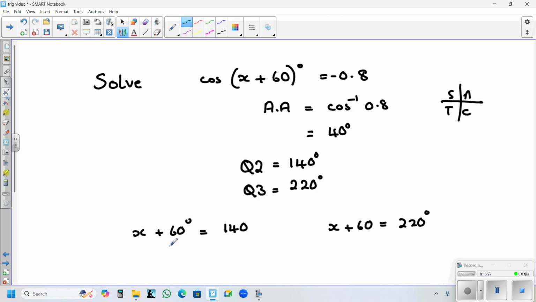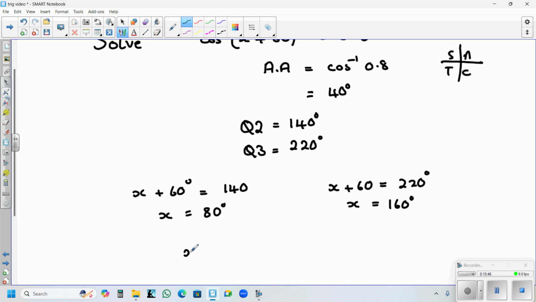I don't want that add 60 to be there, so I'm taking away 60 from both sides. So x will be equal to, if I take 60 away from that side, it's going to give an answer of 80 degrees. Over here, take 60 away from both sides, and I take 60 away from there, I've got 160 degrees. Okay, so two answers, x is equal to 80 degrees and 160 degrees.